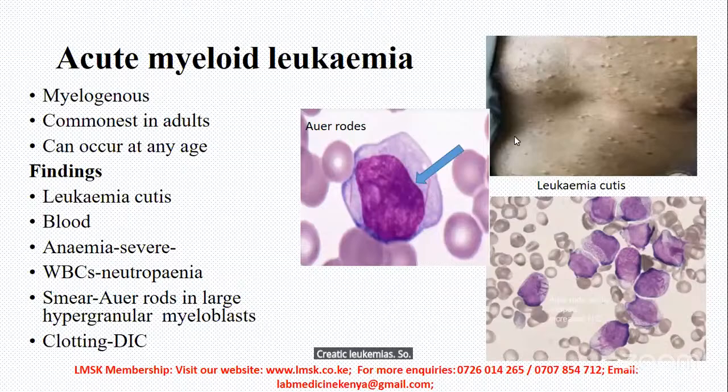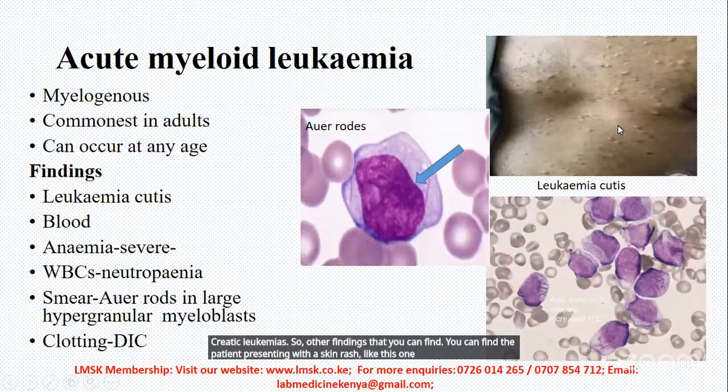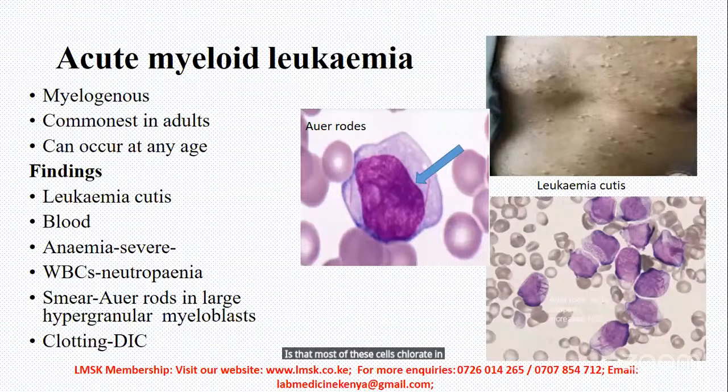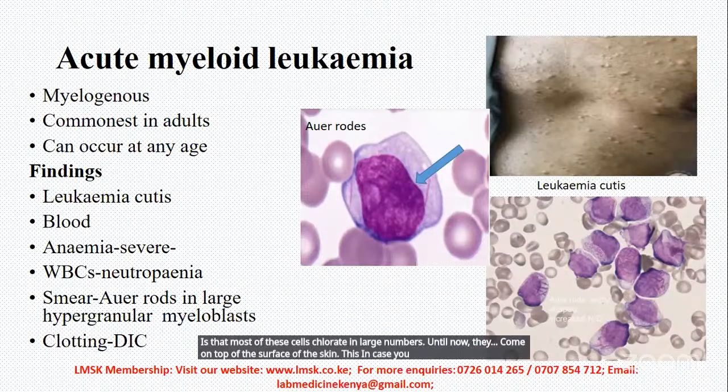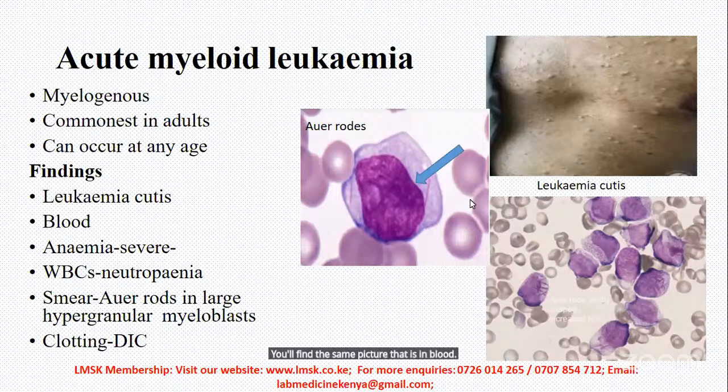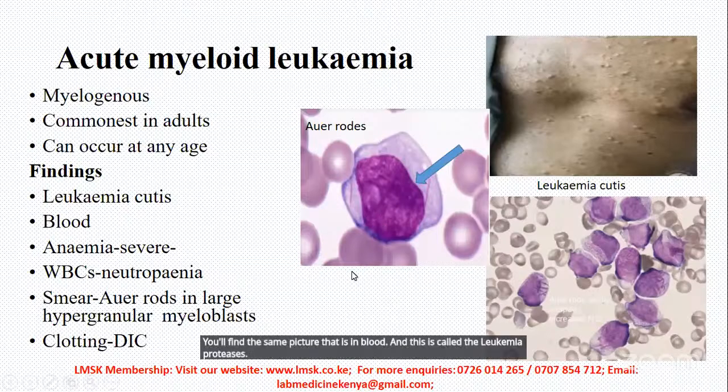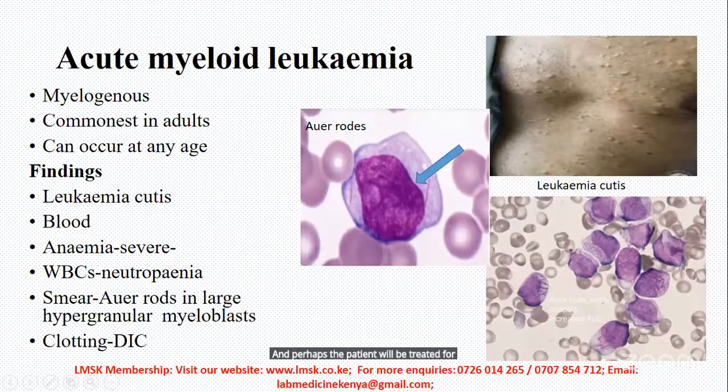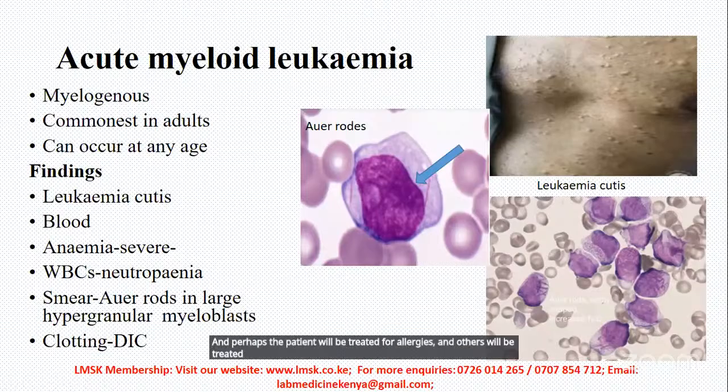Other findings: you can find a patient presenting with a skin rash like this one. We call it leukemia cutis, affecting the skin. What happens in this one is that most of these cells proliferate in large numbers until they come on top of the surface of the skin. In case you do a fine needle aspirate on this gland, you'll find the same picture that is in blood. This is called leukemia cutis, a simple skin condition that you can assume, and perhaps the patient will be treated for allergies, and others will be treated for fungal infection, but the real problem will be leukemia.